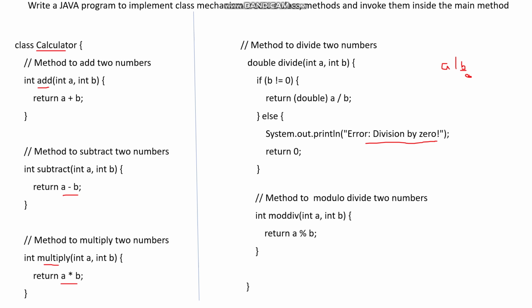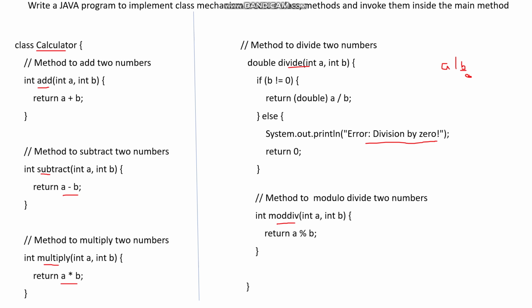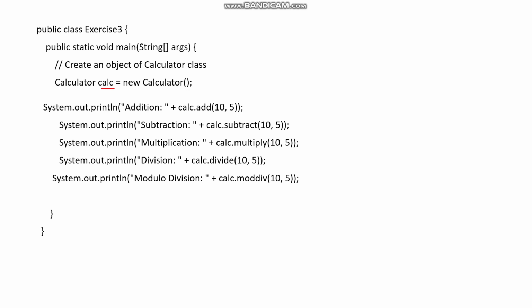Integer mod div. This is called the modular division operation. Return a mod b. In total we have five methods: the add method, subtract method, multiply method, divide method, as well as the modular division method here. Five methods are there. The class name is the Calculator. Now for this Calculator, I am creating the object. Calculator calc equals new Calculator. For this Calculator class, we are creating the object. The object name is calc.